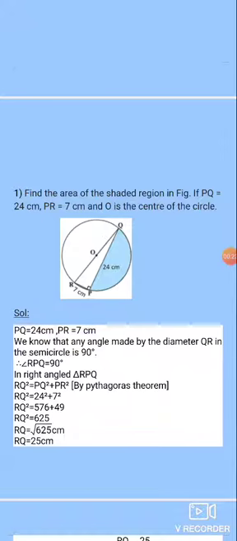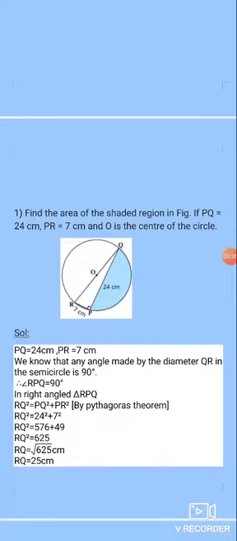Now the first question. Find the area of the shaded region in this figure. If PQ is equal to 24 cm, PR is equal to 7 cm and O is the center of the circle. Now listen carefully in this figure. You need to find out the area of the shaded portion. RQ is the diameter, so one semicircular portion is there. Now to find the area of the shaded portion: area of the semicircle minus area of the triangle.